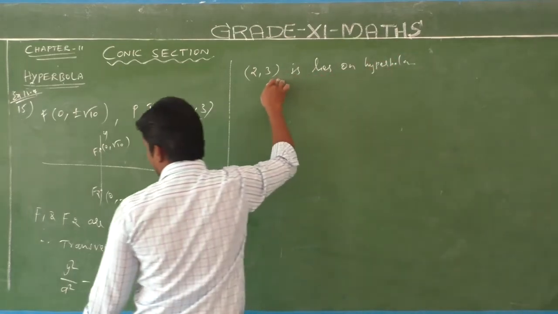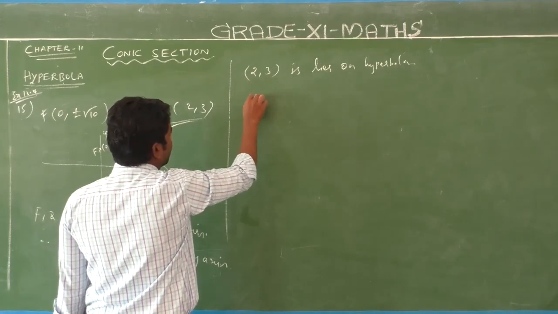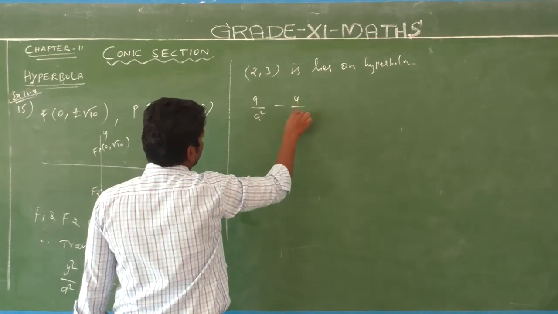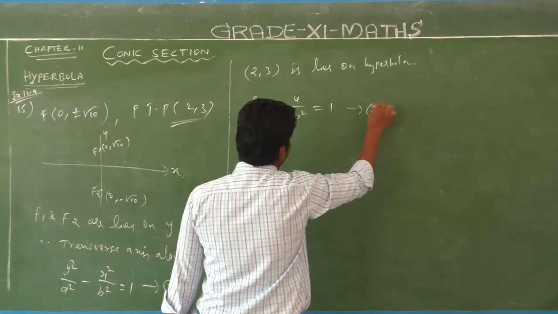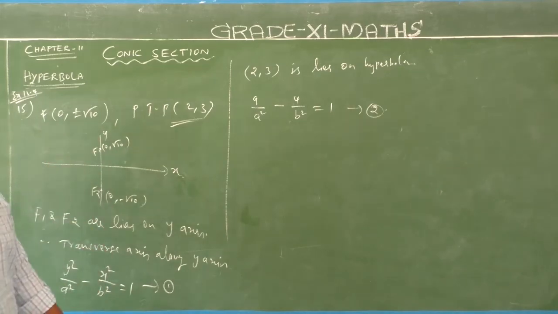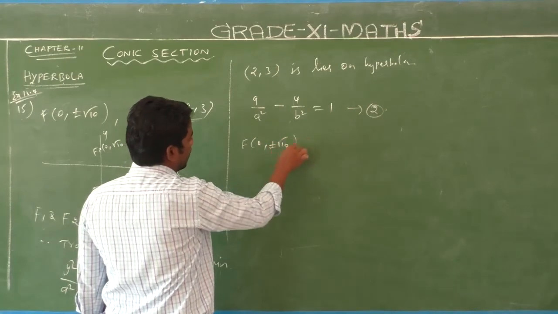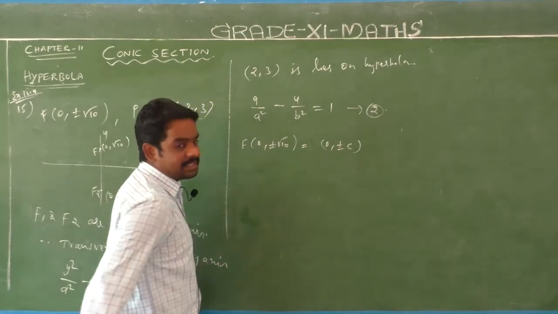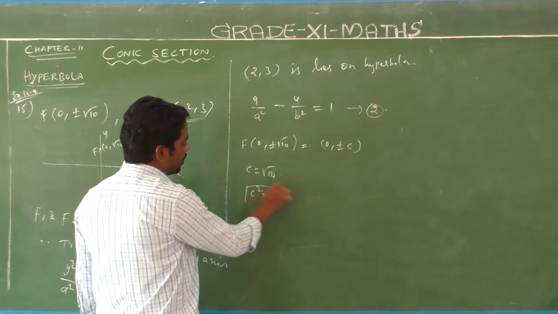substitute this point in equation number 1, with y equal to 3 and x equal to 2. So 3 squared, 9, divided by a squared, minus 2 squared, 4, divided by b squared is equal to 1. This is equation number 2. Next, given the foci (0, ±√10), that is (0, ±c), so c equals root 10, and c squared equals 10.